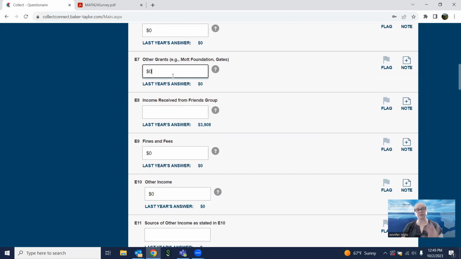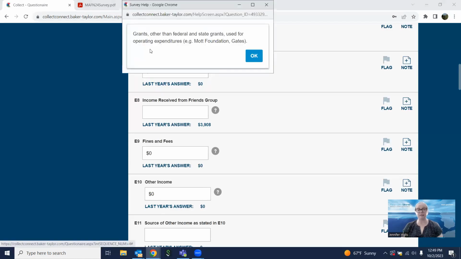Then other grants. So these are the random other things you might apply for, like Target or Dollar Tree gives out grants. If you've got money from Panera or something like that, you can do that here. And it says grants other than federal and state grants used for operating expenses.